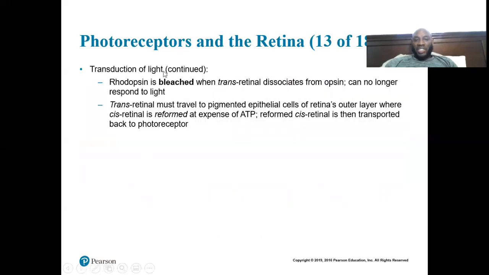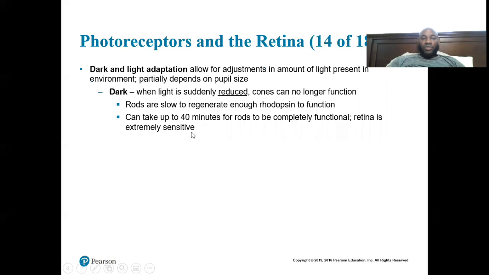Rhodopsin is bleached, so to speak. We'll talk about that. When trans-retinol dissociates from opsin, it can no longer respond to light. Trans-retinol must travel to the pigmented epithelial cells of the retina's outer layer, where cis-retinol is reformed at the expense of ATP, which requires energy. The reformed cis-retinol is then transported back to the photoreceptor.